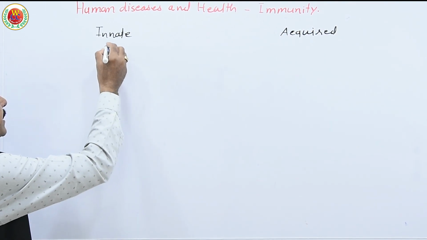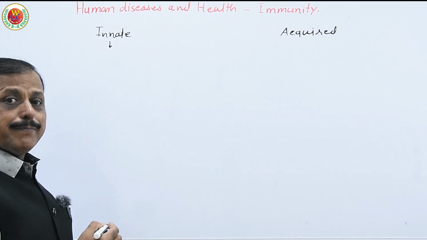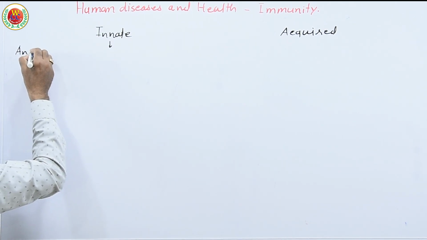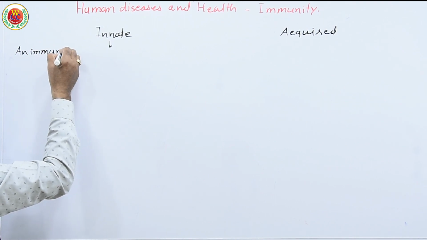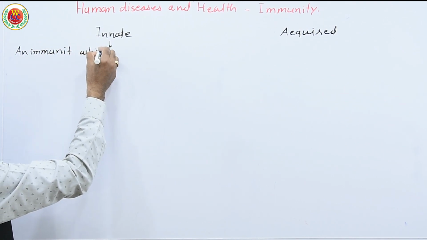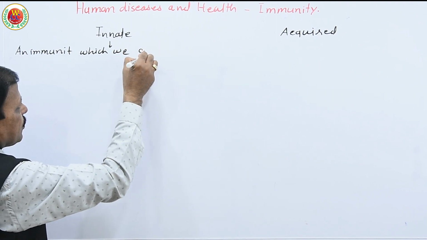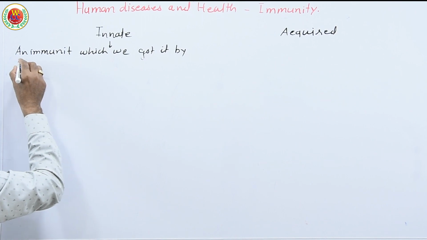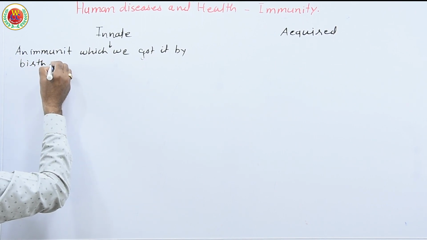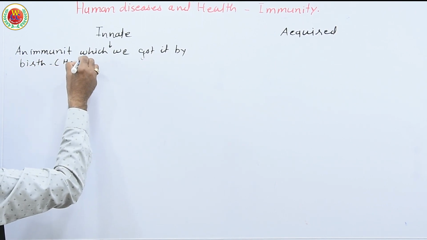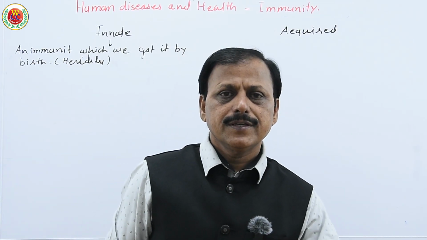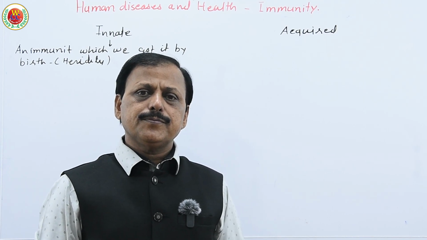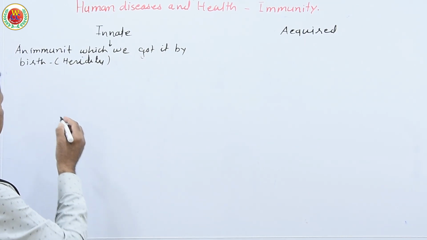So, what is innate immunity? It is the immunity which we got by birth, as heredity from our parents. There are 4 major types of innate immunities.